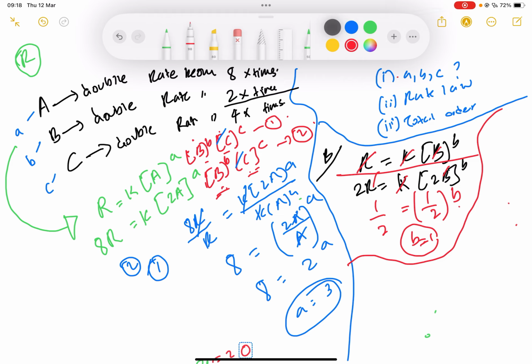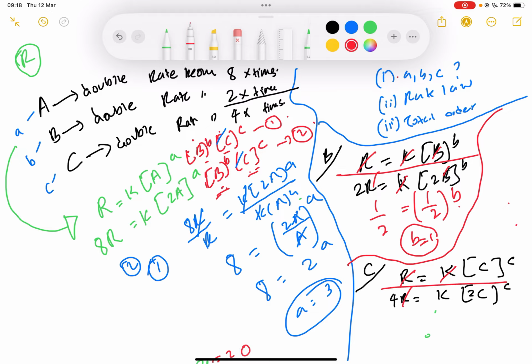Now you want to find C. If you want to find C, the concentration of A and B has to be the same. So R equals k[C]^c. Now when you double the concentration of C, the rate becomes 4 times. So it becomes 4R, k concentration of C to the power c, (2C)^c. Okay. Now you divide. 1 over 4 is equal to half to the power c. Now c has to be 2, right? Then only you can get 1 over 4. So a is 3, b is 1 and c is 2.